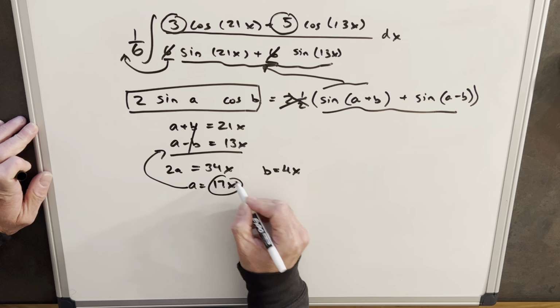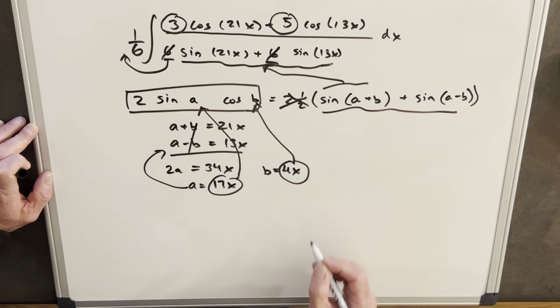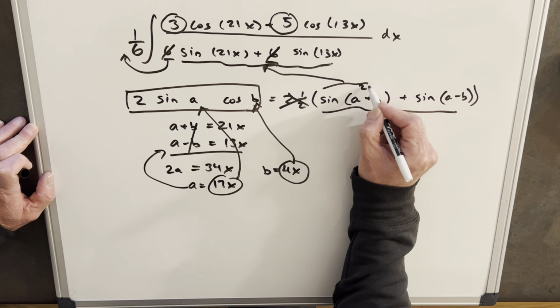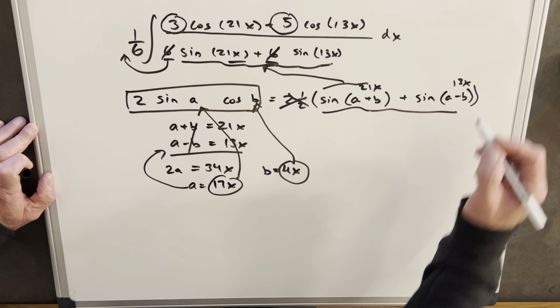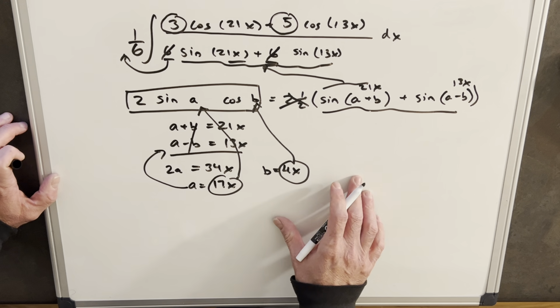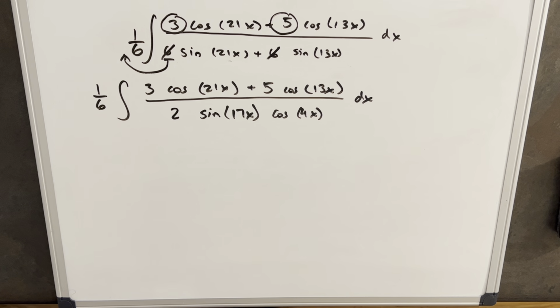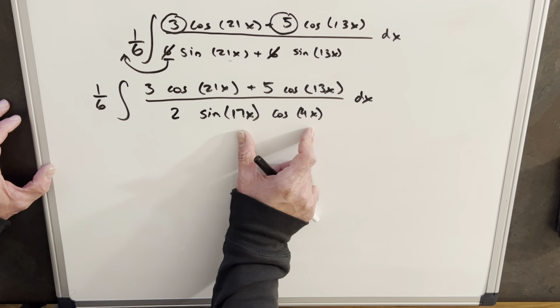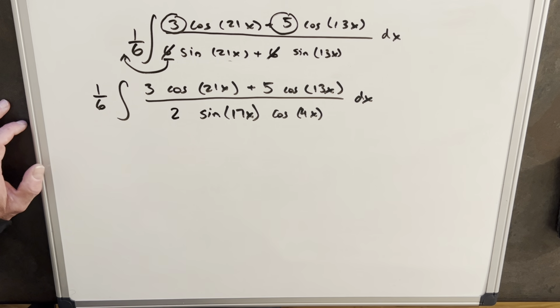Then we'll take these values, plug them back into our identity here. So we'll have our 4x there. This a plus b is our 21x that we have here, and this a minus b is our 13x. So what we'll do is let's just clean it up and we'll rewrite this using this new identity here. Now that we used our identity and found our values for a and b, we've now transformed the denominator into a product where we had it as the sum of two terms before.